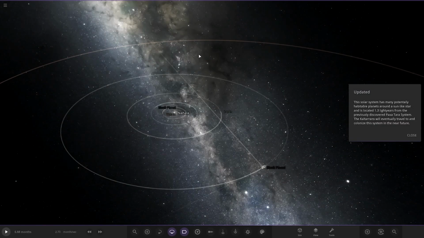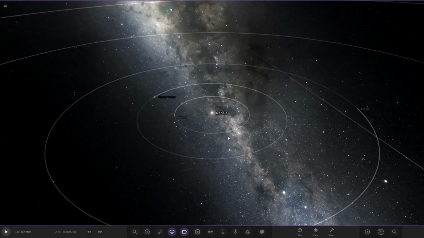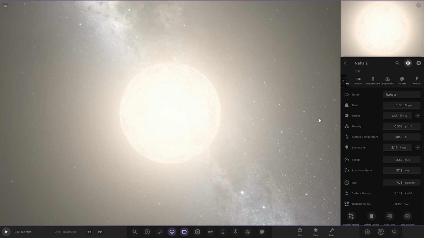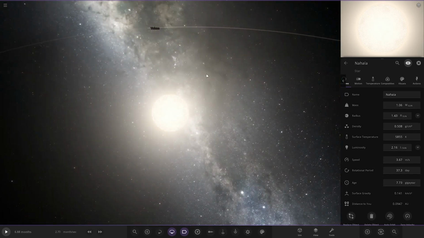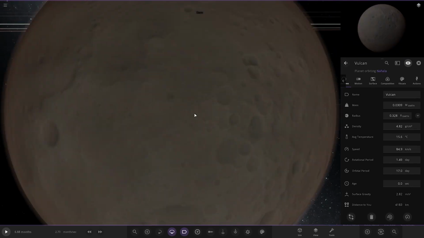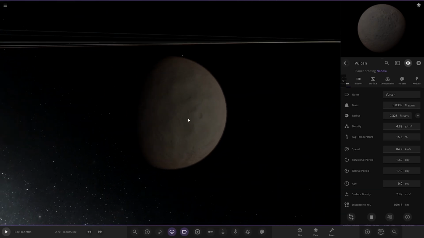Okay, so there were no descriptions, so we're free to explore this as we so wish. So Nahala, a little smaller than the previous star, less luminous as well. Then we have Vulcan over here. Quite a popular name for you guys to use, isn't it? The Vulcan rocky planet. So there it is.